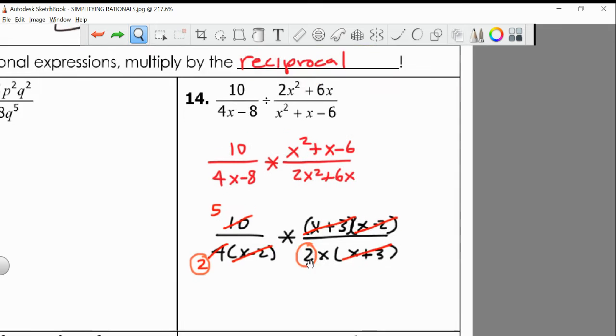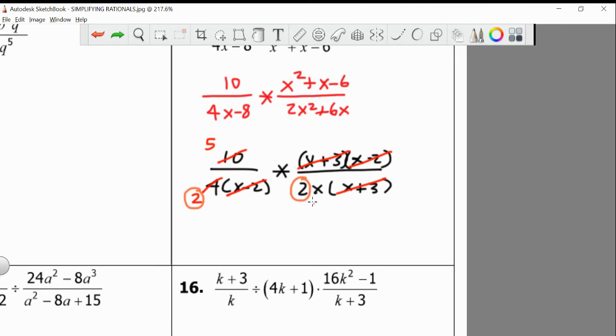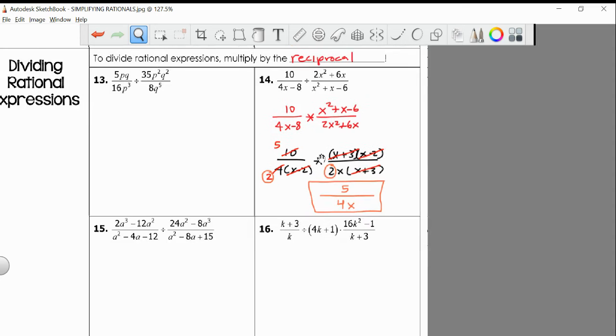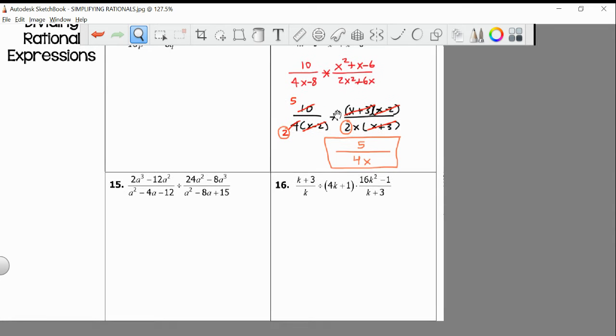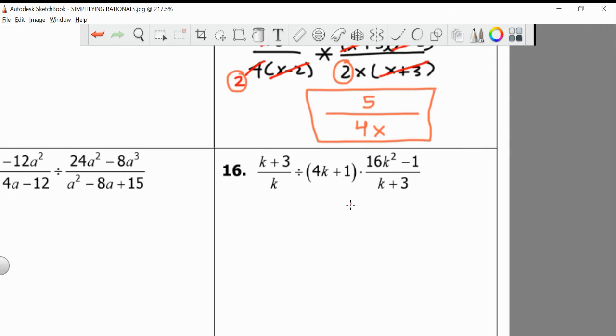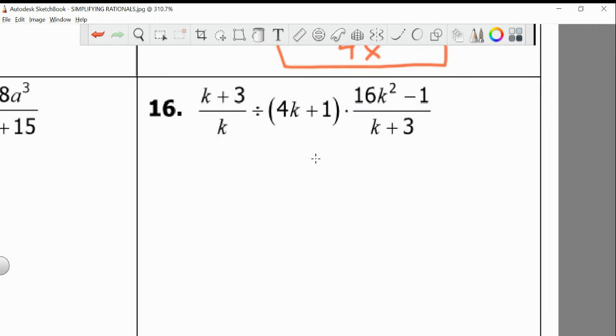Our answer here is going to be collect everything that you see on top. What's the only thing left? A 5. On bottom, 2 and 2 and x. So it should be 5 over 4x. Now, simply put, that's it. Division, you just turn it into multiplication, okay? That's what you do. Now, I want to look at number 16 really quick, okay?